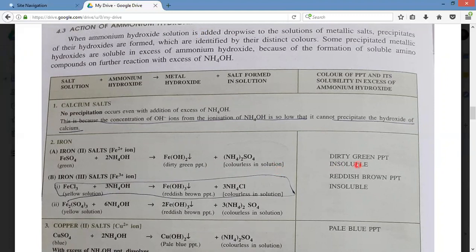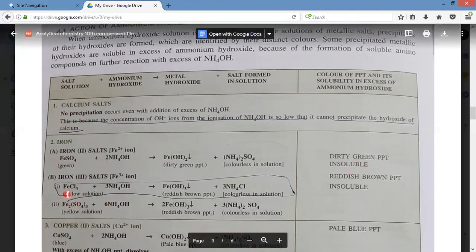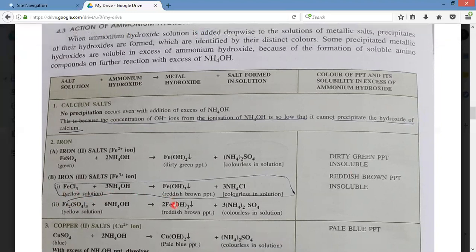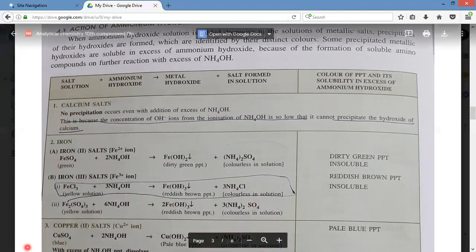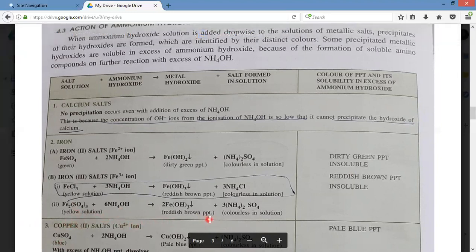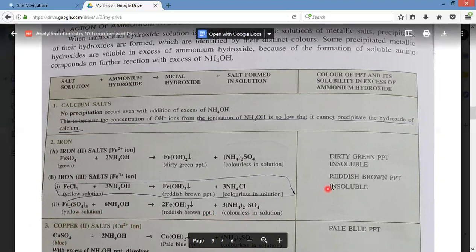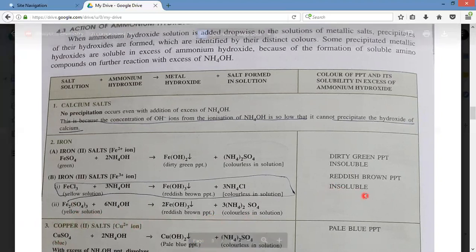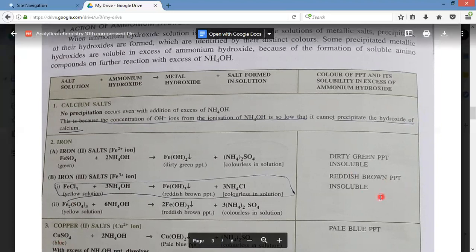In excess, it will give an insoluble, dirty green precipitate. Ferric chloride, a yellow solution, treated with ammonium hydroxide gives a reddish brown precipitate with a colorless solution. Ferric sulfate, a yellow solution, treated again with ammonium hydroxide, gives a reddish brown precipitate, which in excess is insoluble in nature.